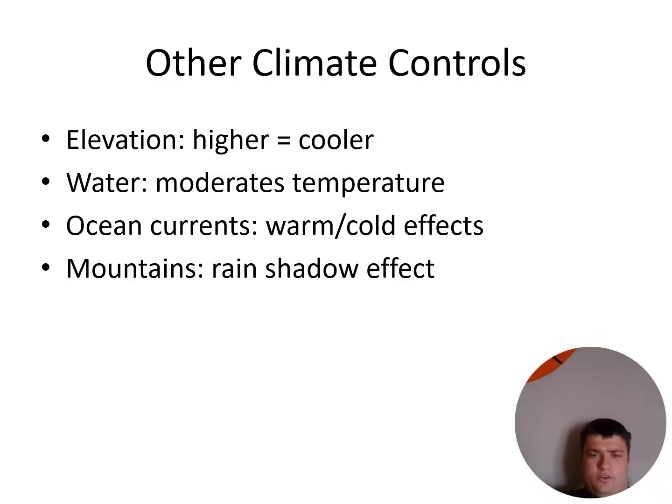Other climate controls include elevation, where higher equals cooler, and water, which moderates temperatures. The ocean currents have warm and cold effects, and the mountains have a rain shadow effect.